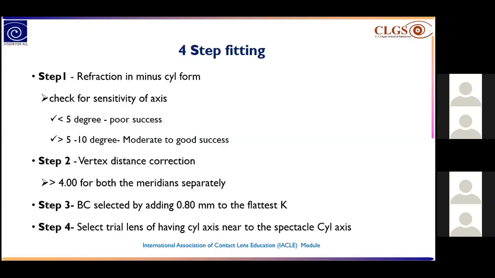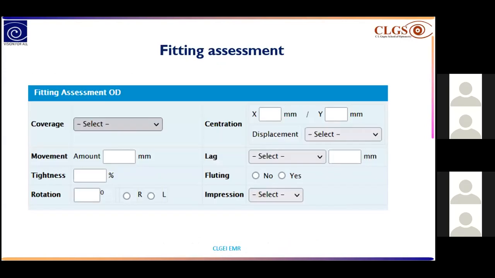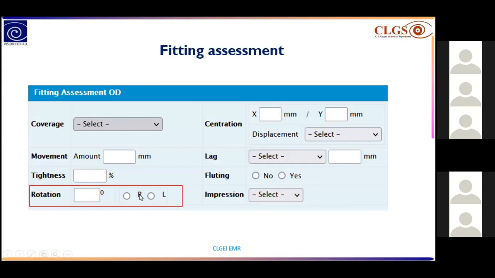And the fourth step is we have to select the trial lens of the toric contact lenses, especially the cylindrical axis which is nearest to the spectacle cylindrical axis. Then after all these steps, we have to start the fitting assessment after 5 to 10 minutes of adaptation time. So these are the fitting steps, which are similar to soft spherical contact lenses. The only thing is we have to consider the rotation of the soft toric contact lens.